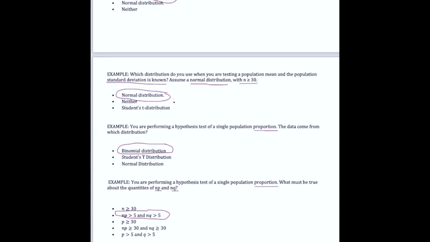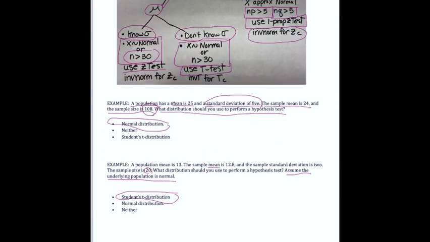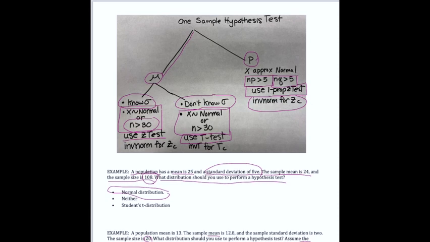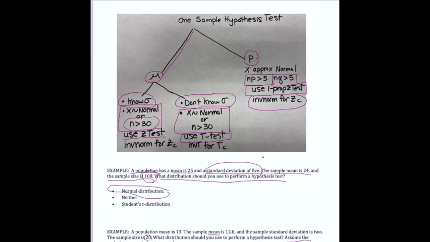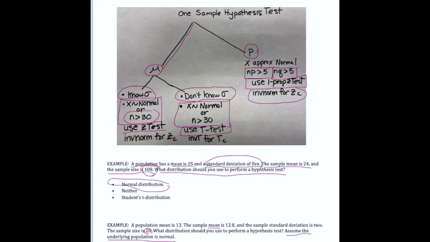So these are some examples of walking you through how to decide which test you're going to use on your calculator, and also which distribution is being used when you run that test. So make sure when you work on your homework that you have this cheat sheet in front of you. It will really help walk you through what you need to look for in order to know what distribution you're going to be using.